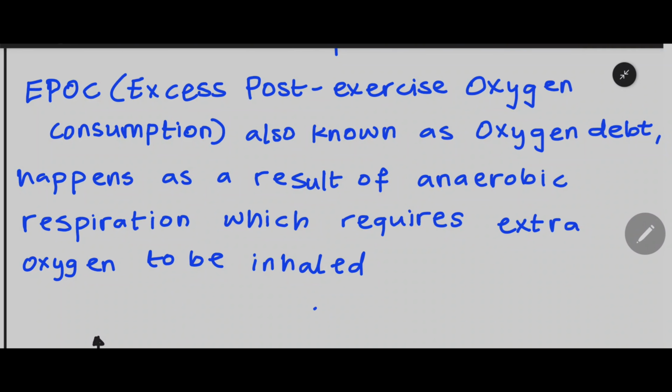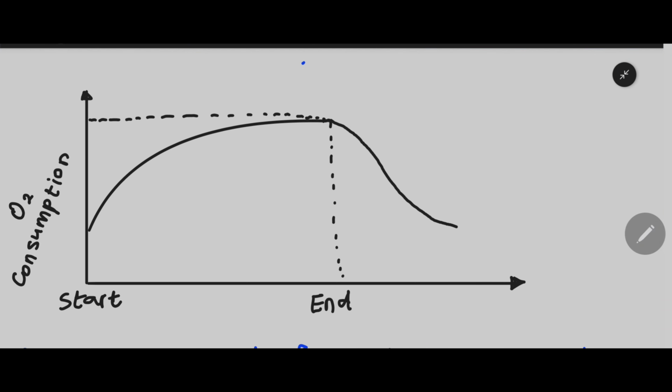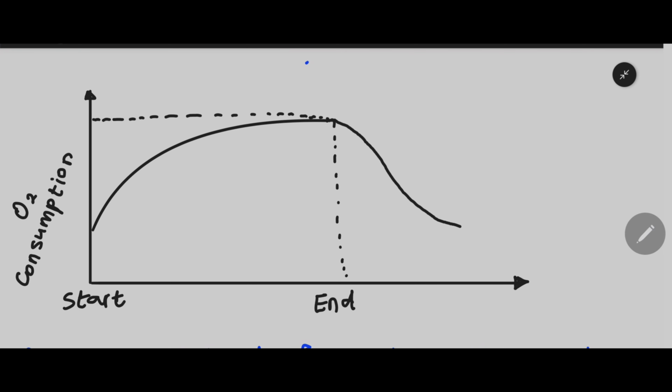EPOC, which stands for excess post-exercise oxygen consumption, is also known as oxygen debt, and it happens as a result of anaerobic respiration, which requires extra oxygen to be inhaled. So we can use this graph to more accurately describe what we mean by oxygen debt or EPOC. So this graph shows oxygen consumption when you start exercising up until when you stop exercising and when you enter the recovery stage down here.